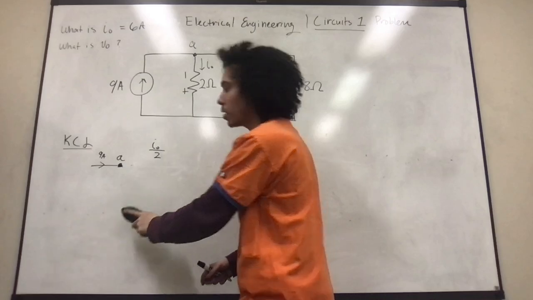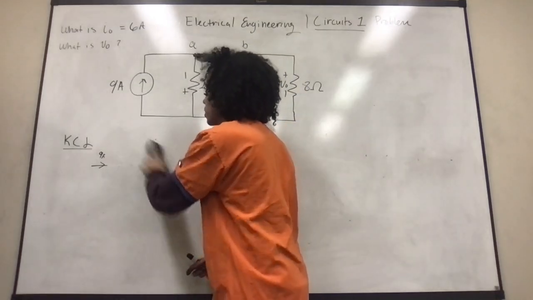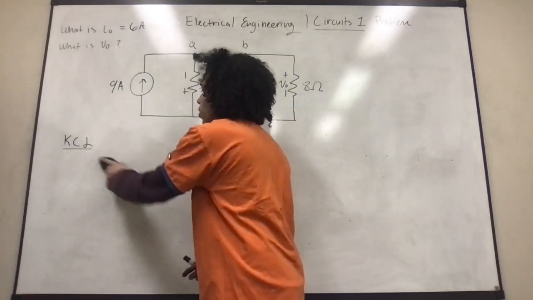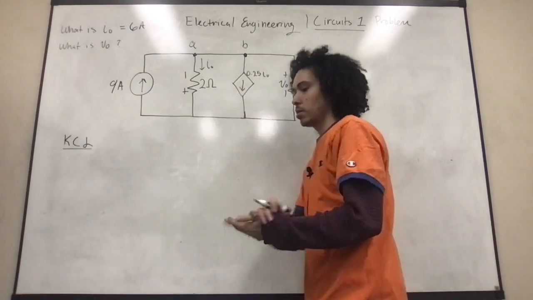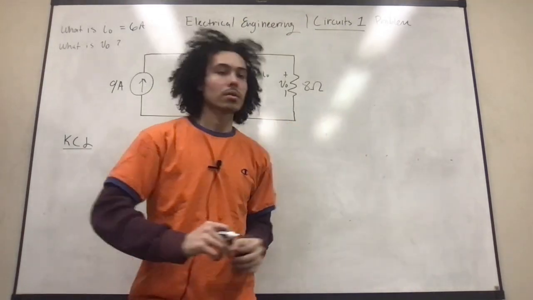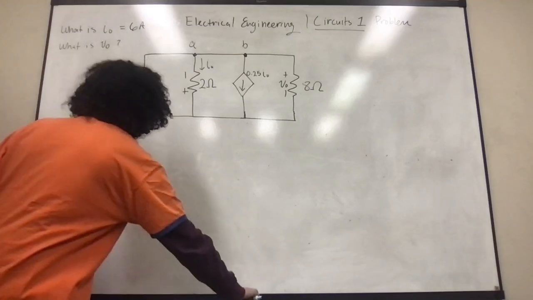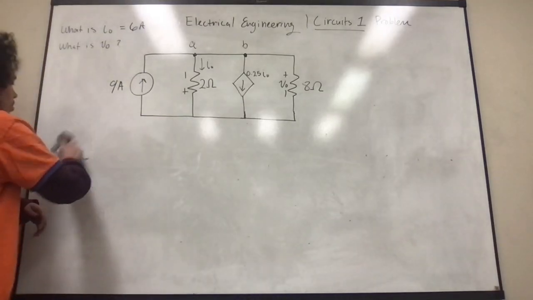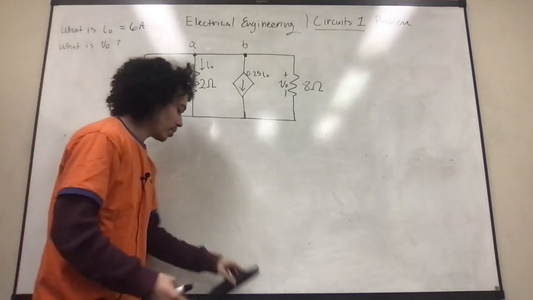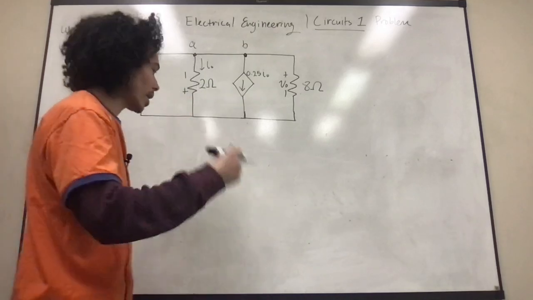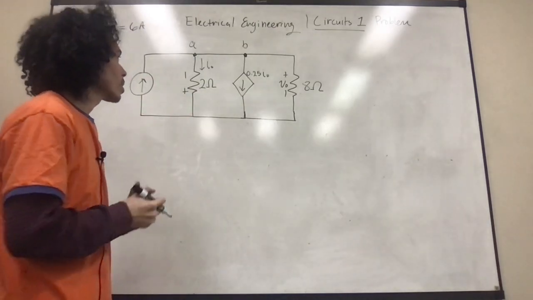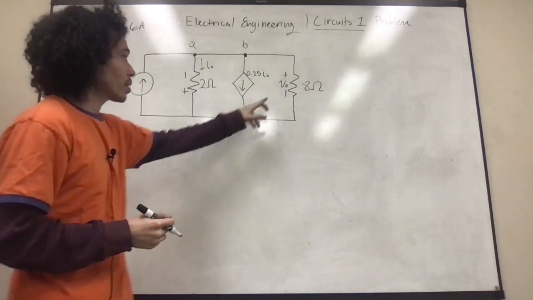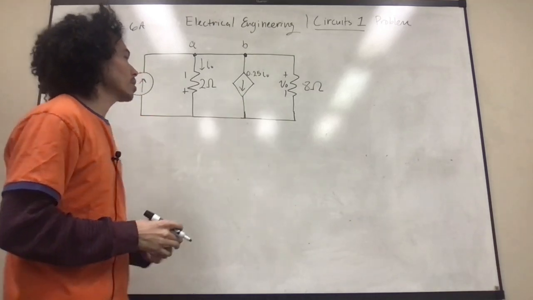So what we did was KCL analysis. It stands for Kirchhoff's current law analysis, where you look at a node and you look at the input and output currents. You add up the currents that are being input to the node, and you subtract out the currents that are being output of the node. Now we have to find what VO is.